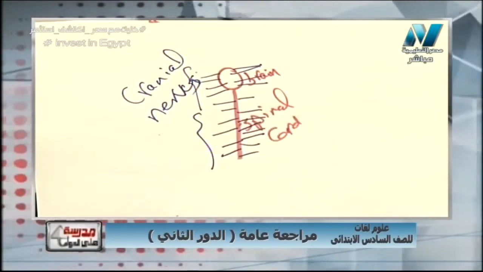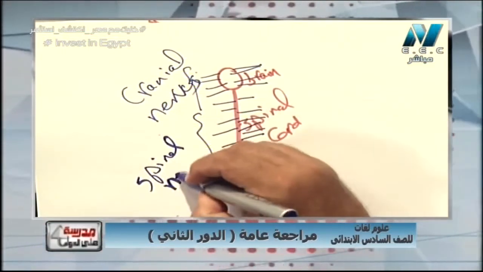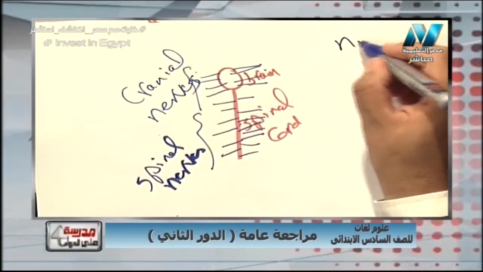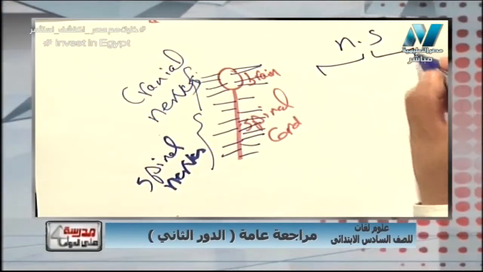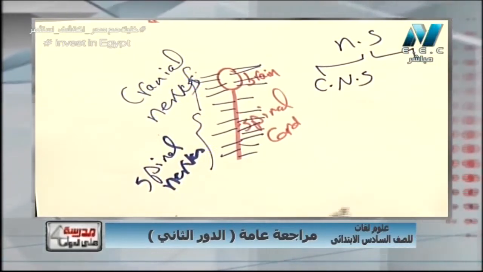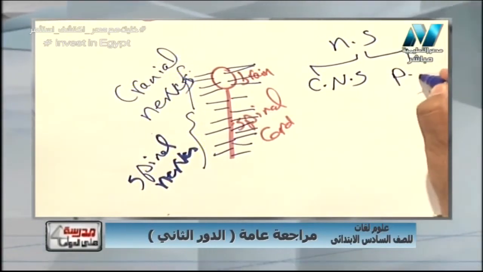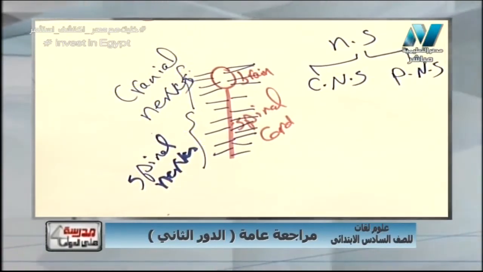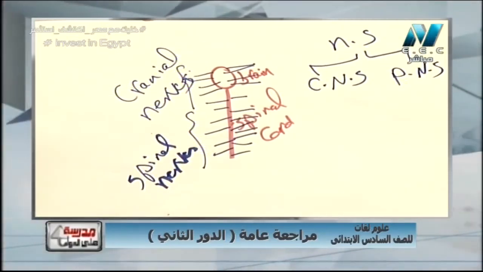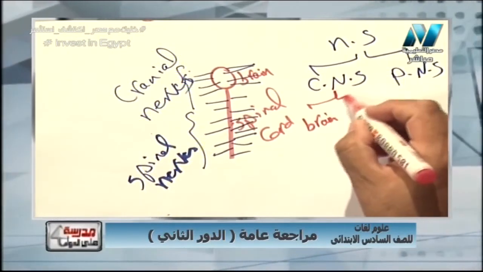والأعصاب اللي خارجة من السباينال كورد هنسميها spinal nerves. So I can summarize, ممكن أقول كده إن the nervous system consists of two main parts which are central nervous system أو هنسميها CNS and peripheral nervous system أو PNS. الفرق بينهم central nervous system هو اللي واخد ال red color اللون الأحمر هنا اللي هو ال brain and the spinal cord.